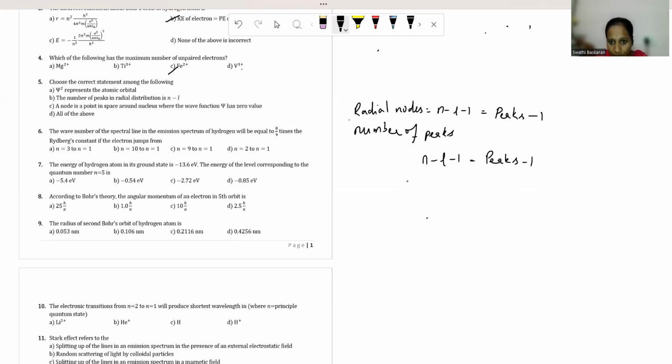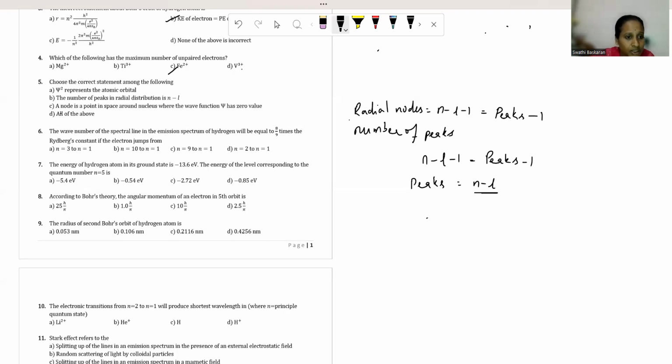So now if you want to know how many peaks are possible, peaks will be equal to what? This minus 1 and minus 1 get cancelled, so you will get only n minus L. Hence the total number of peaks from the radial distribution curve will always be equal to n minus L, which corresponds to the total number of peaks in the radial distribution. So hence option B is also correct.